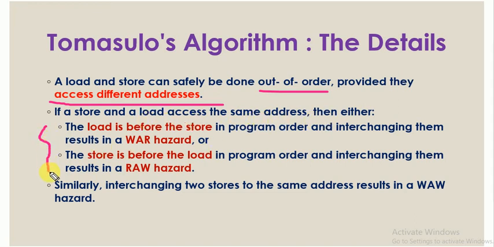First point: if they are accessing the same address, then either the load is before the store in the program order and interchanging them results in a WAR hazard, so it may produce a hazard. And if the store is before the load, interchanging them results in a read after write hazard. If they depend on each other, accessing the same memory address, there is a possibility of WAR hazard and RAW hazard.